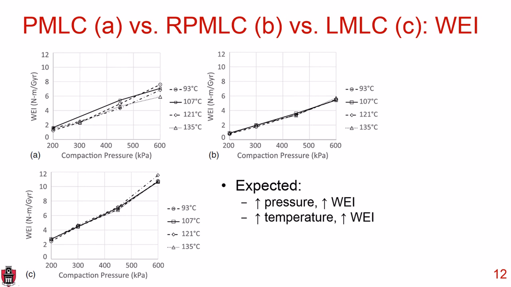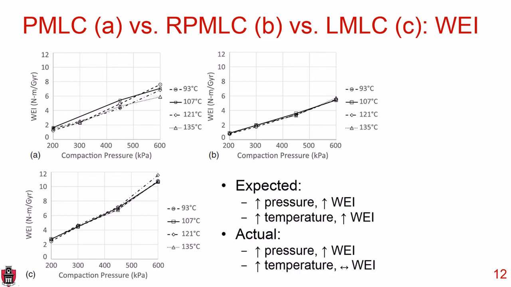Now looking at all three of the different compaction or laboratory specimen fabrication methods, you can see in the upper left-hand corner is the plant mix lab compacted. The upper right-hand is the reheated plant mix lab compacted, and the lower left hand is the lab mix lab compacted, and this is with the WEI. And we expected an increase of pressure to have an increase in WEI, and an increase in temperature would have an increase in WEI, so the same trends that we anticipated for the CEI. But again, same thing, we did not see that difference with the temperature. We saw it with the pressure, but not with the temperature.